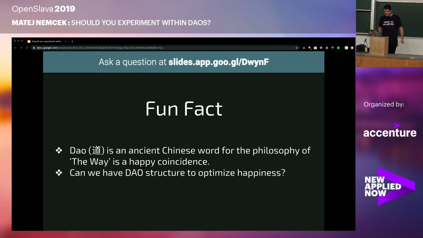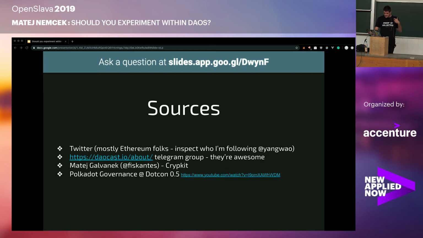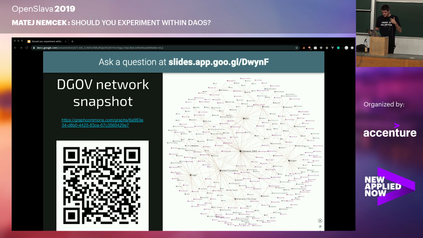So, okay, I think this is almost the end of the slides. Actually, the DAO is like the ancient Chinese philosophy of the way, where happiness is a coincidence. And one of my questions is whether we can have a DAO structure to optimize for happiness. I think it's what we want to do. These are the sources I've been using for this talk. And if you are curious how many DAOs are running out there, this is the map of the decentralized governance network. You can scan it with your mobile, it's more interactive, and you can see the names there.